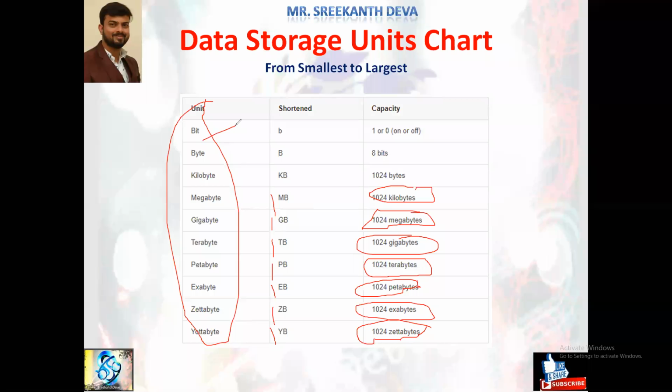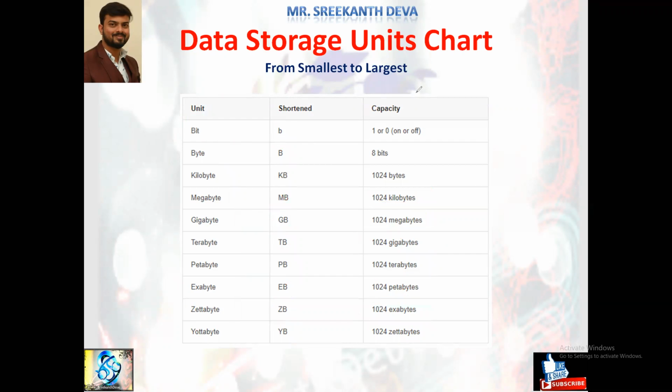The smallest unit is called a bit. After that, a combination of 8 bits represents what? A byte. The symbolic representation of bit is small b. The symbolic representation of byte is capital B. Kilobyte, KB. Megabyte, MB. Gigabyte, GB. Terabyte, TB. Petabyte, PB. Exabyte, EB. Zettabyte, ZB. Yottabyte, YB. Whatever the memory is storing in the computer, we represent in the form of these data storage units.